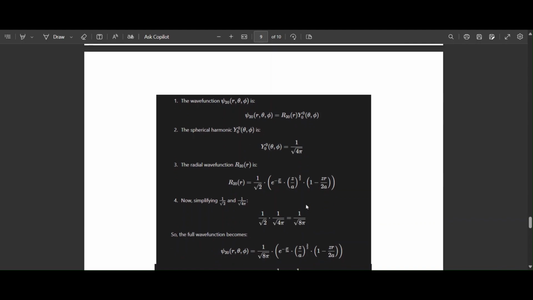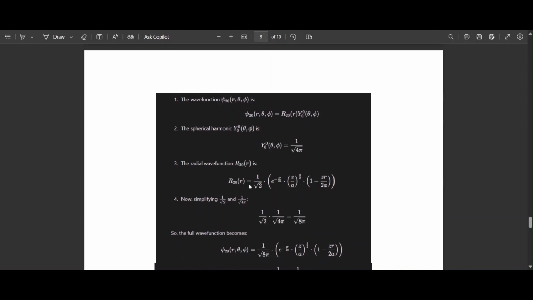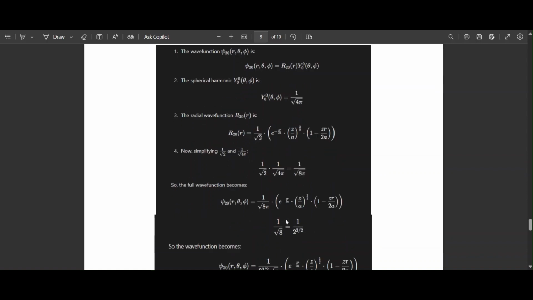Again we know that the wave function is the radial part times the angular part, and the angular part for 0 0, as in the case of 1s, was 1 by root 4 pi. So now we multiply both the radial part and the angular part, and we get an equation that is 1 by root 8 pi and this thing. Now 1 by root pi and 1 by root 8 are actually separated. Because root 8 is 2 to the power 3 by 2, I have 2 to the power 3 by 2 in the denominator, and root pi in this term.